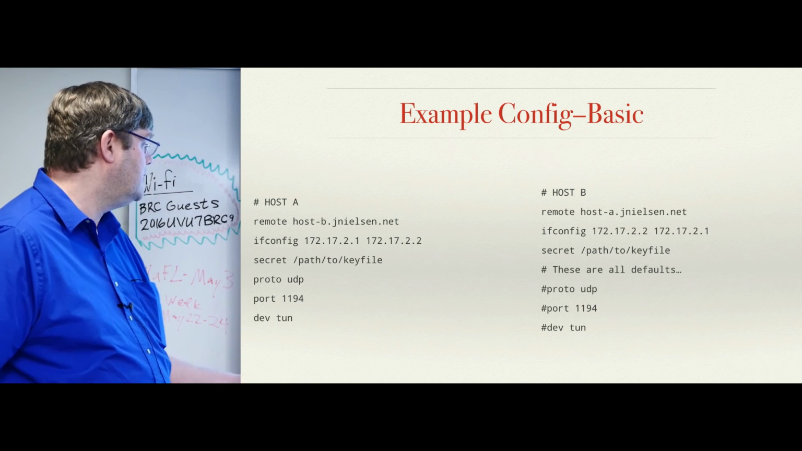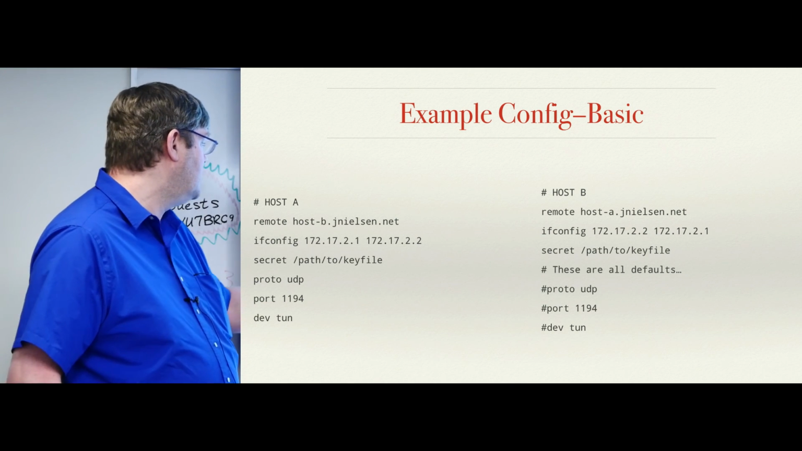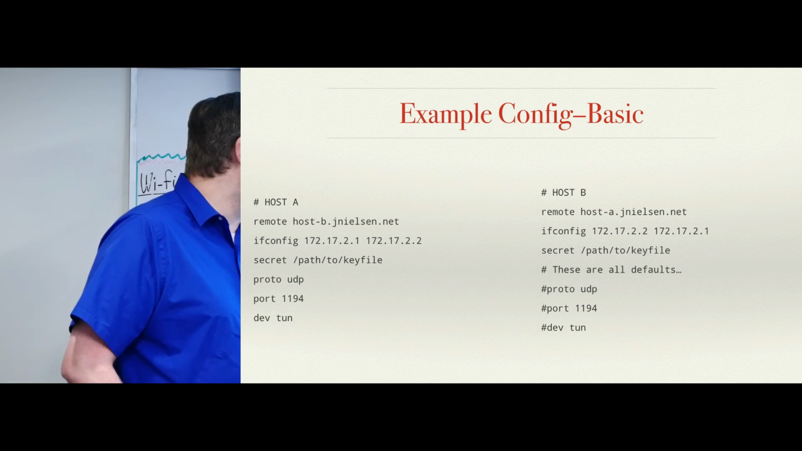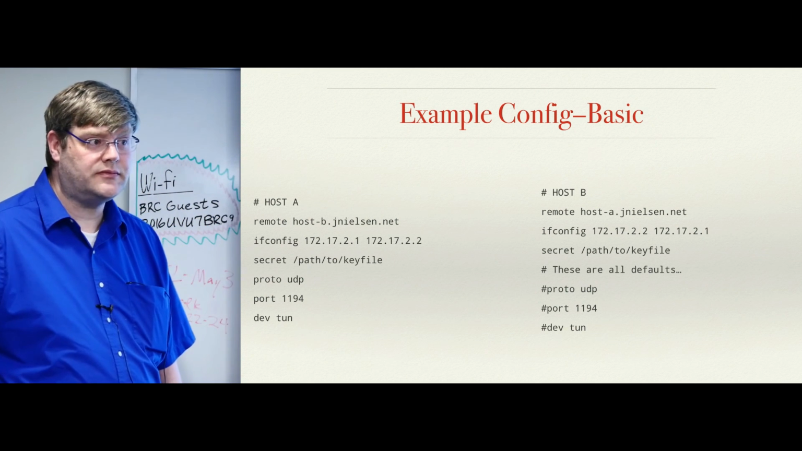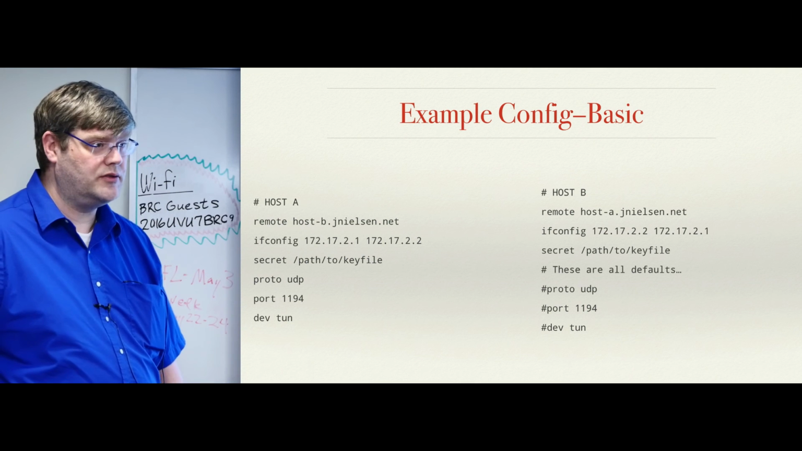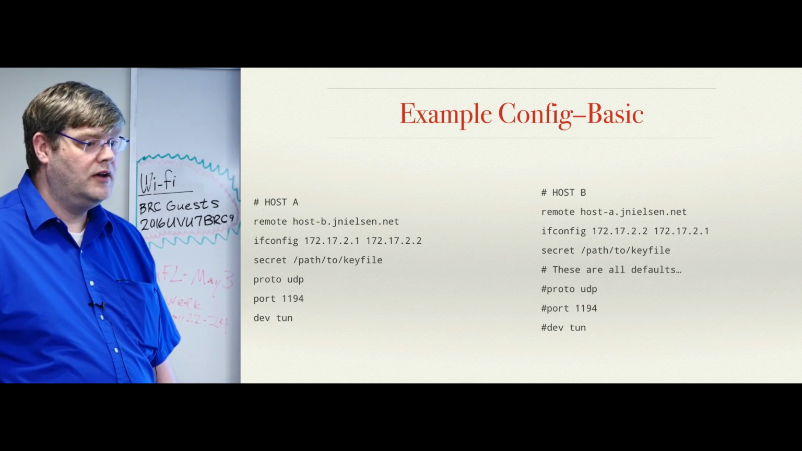Then they'll come up. You'll start it. You'll be able to ping from host A. You'll be able to ping 2.2. From host B, you'll be able to ping 2.1, and that traffic will be encrypted.